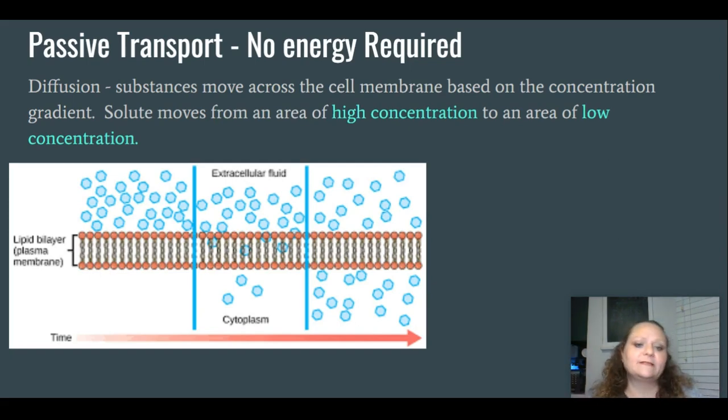So if we look at this example here, this model, you'll see that we've got a high concentration outside of the cell, low concentration inside of the cell. So the materials are going to move through the cell membrane until they're equal, until we've reached equilibrium.